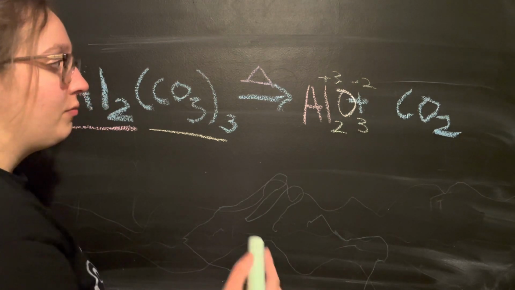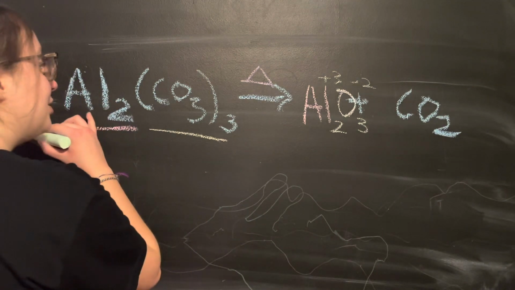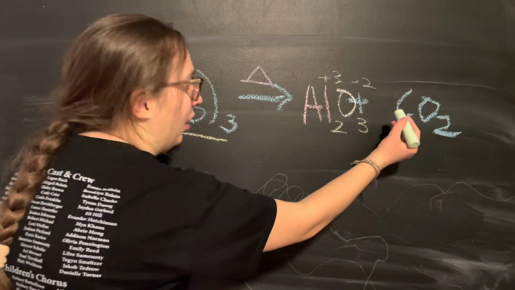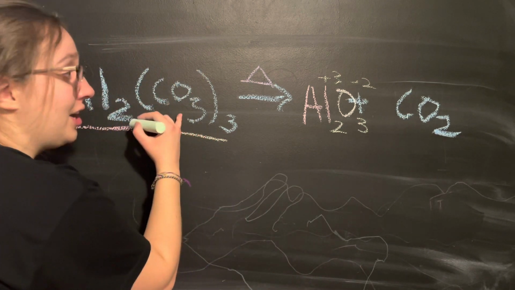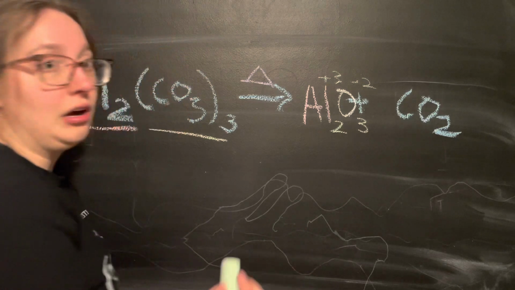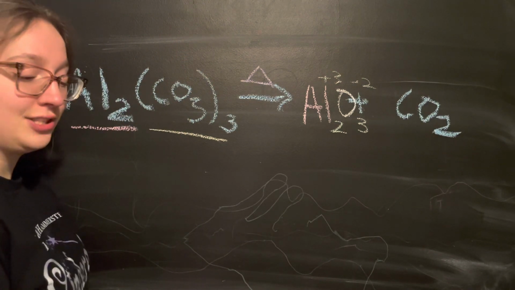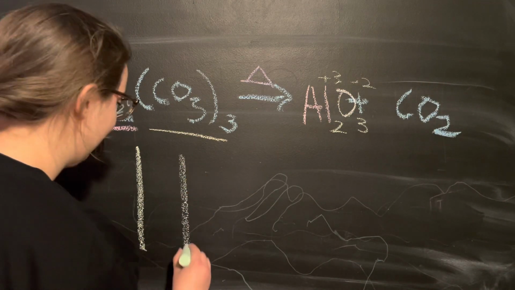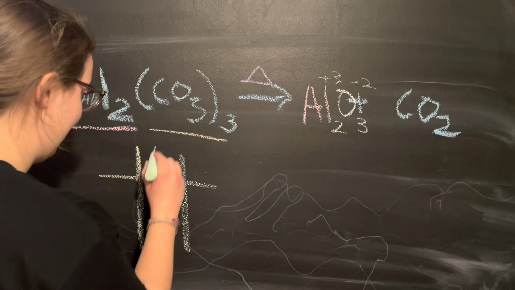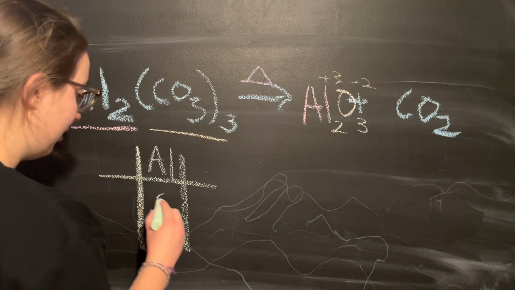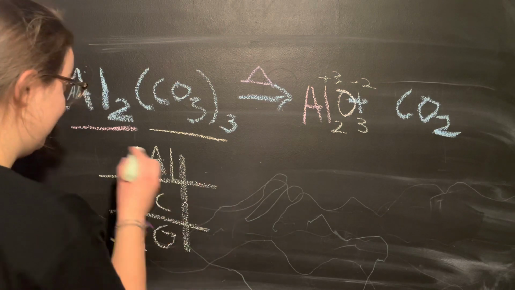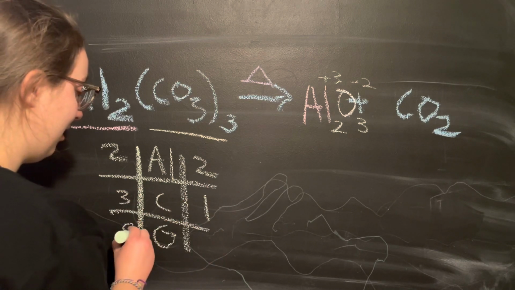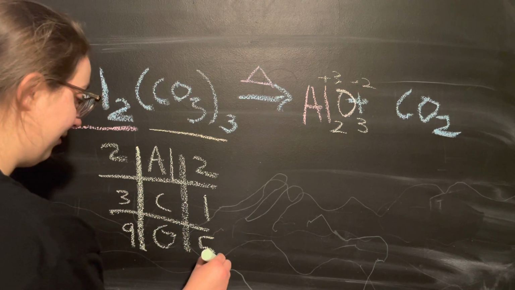So now when we go back and balance, we'll have 2 aluminums, 3 carbons, 1 carbon, 9 oxygen, 5 oxygen. So that's not going to work. So now we have to go back and balance. I'm going to make the fences chart just so we can go back and look at how that works. We're going to have our aluminum, our carbon, and our oxygen. And like we said, there's 2 of these, 2 of these, 3 of these, 1 of these, 9 of these, 5 of these.